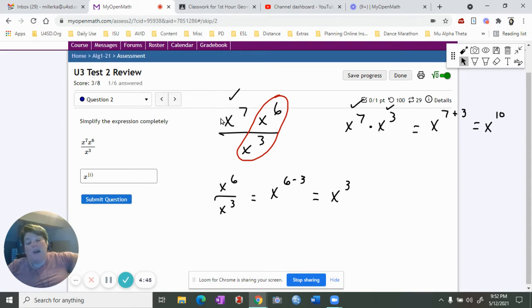And you have multiple options here. You can do x to the 7th over x to the 3rd, and then take that times x to the 6th. You can do x to the 7th times x to the 6th to get x to the 13th, and then divide by x to the 3rd to get your x to the 10th. You have options, which is another reason we encourage you to write down and work this out.